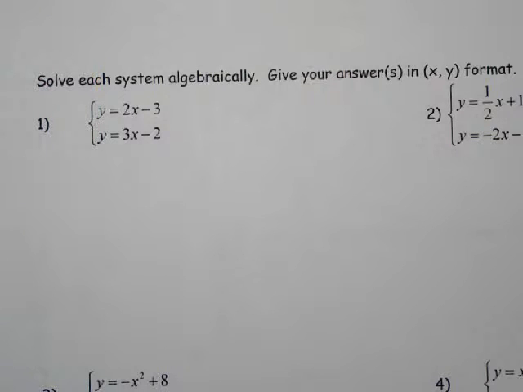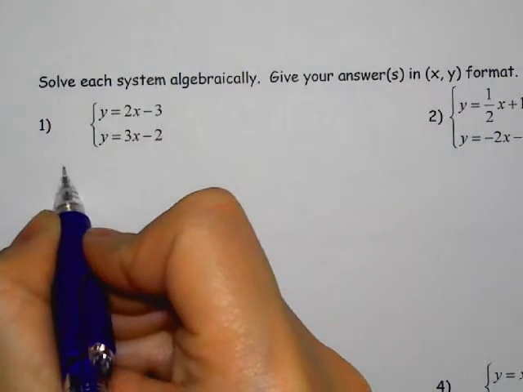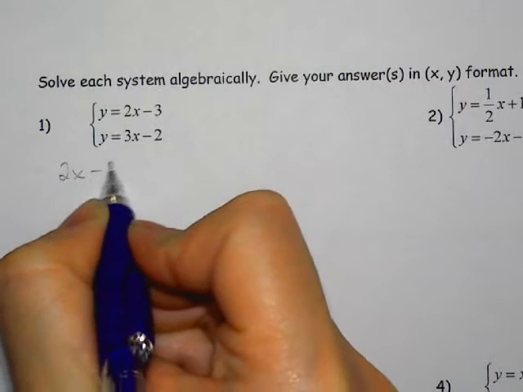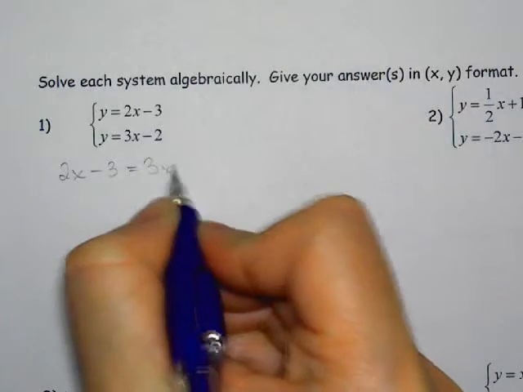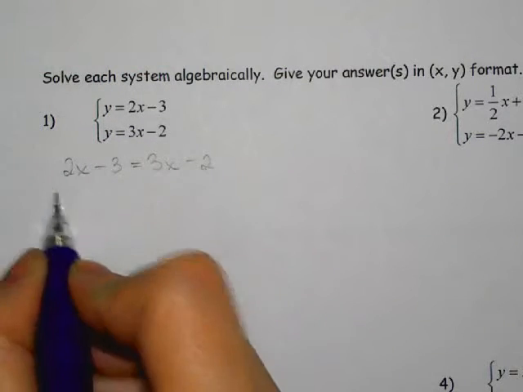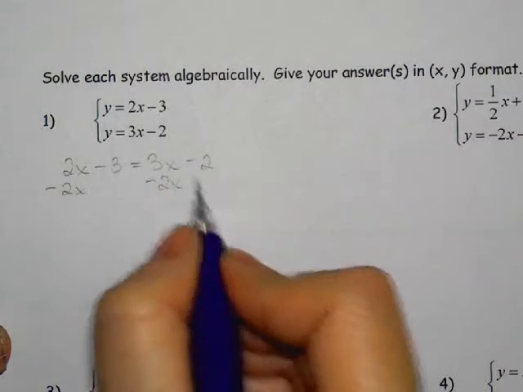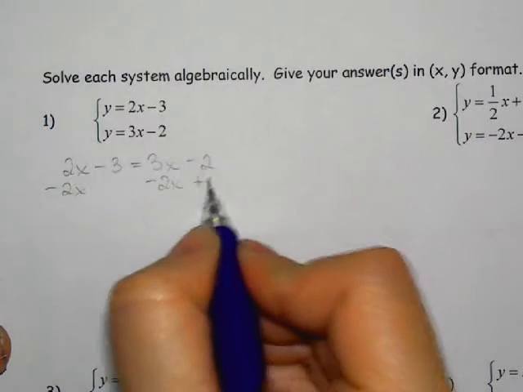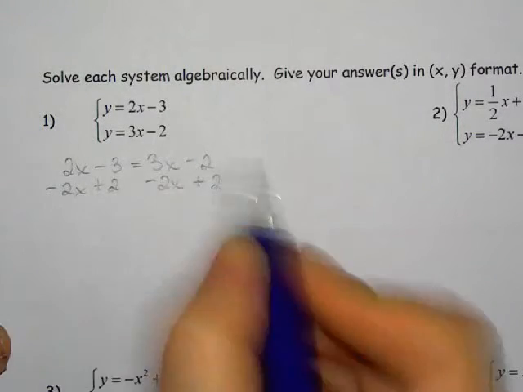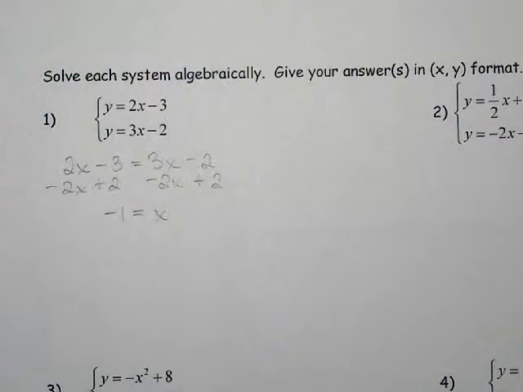Solving a system algebraically. This is just a linear system, so there's not a lot of difficult things I have to do here. These are both equal to y, so I set them equal to each other. So 2x minus 3 equals 3x minus 2. So I'm going to take the smallest x from both sides, and then the x's are going to be over here, so I'm going to add this 2. So I have negative 1 equals x.